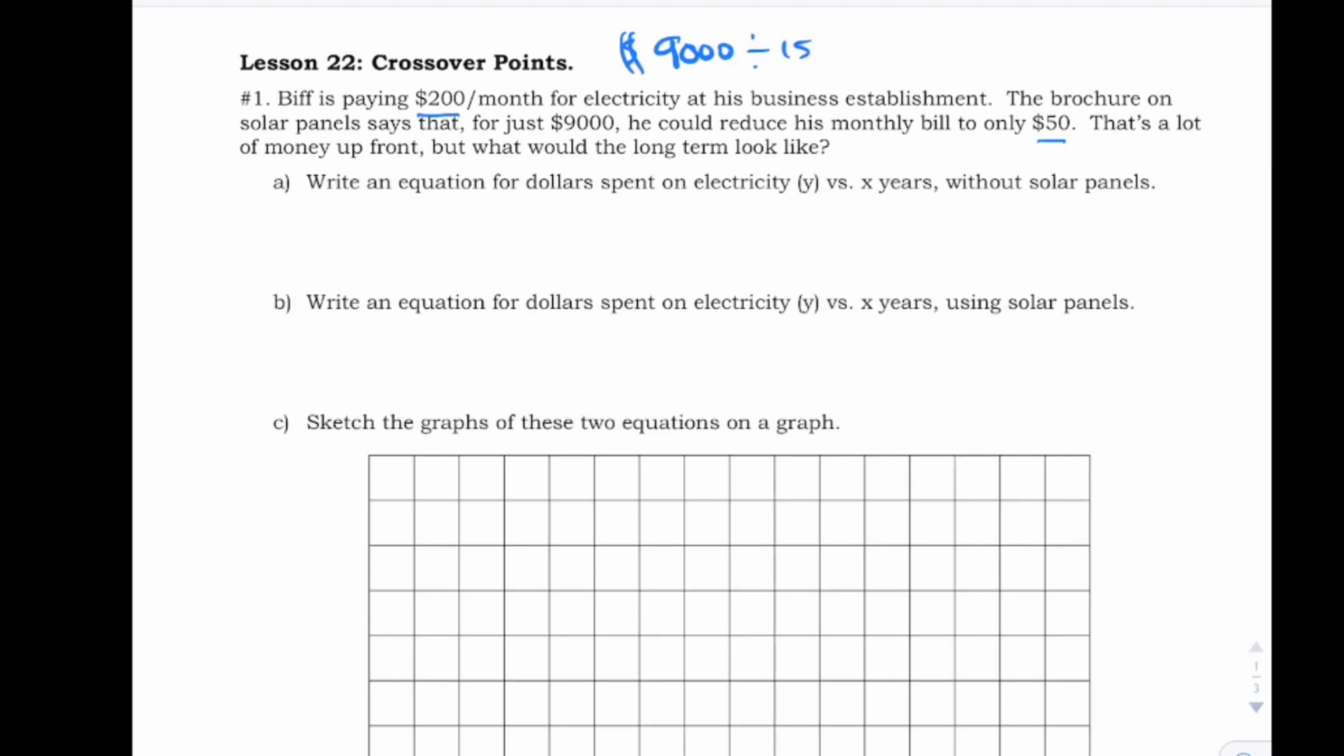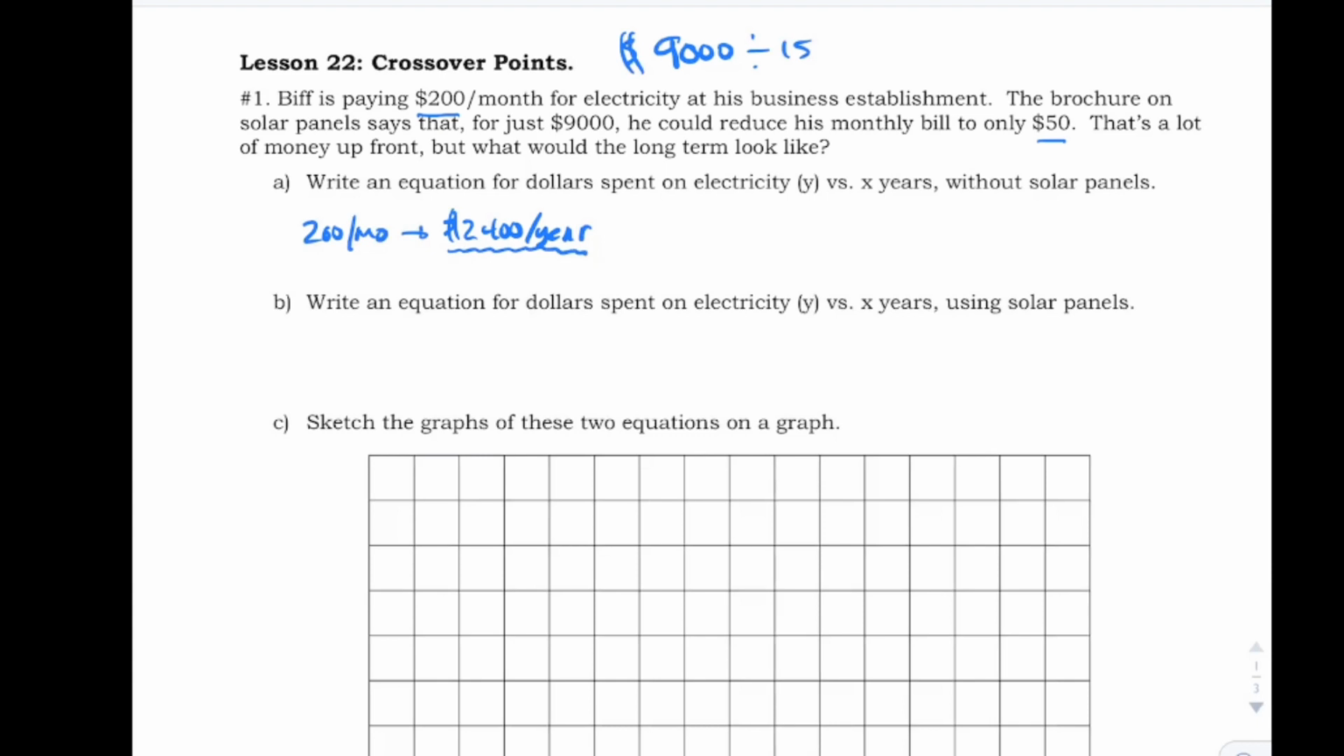Okay, what does it say here? Let's follow the steps of our solution. It says, write an equation for dollars spent on electricity without solar panels. Remember, we have $200 a month. Now they're saying years, right? So actually times 12, $2,400 a year.